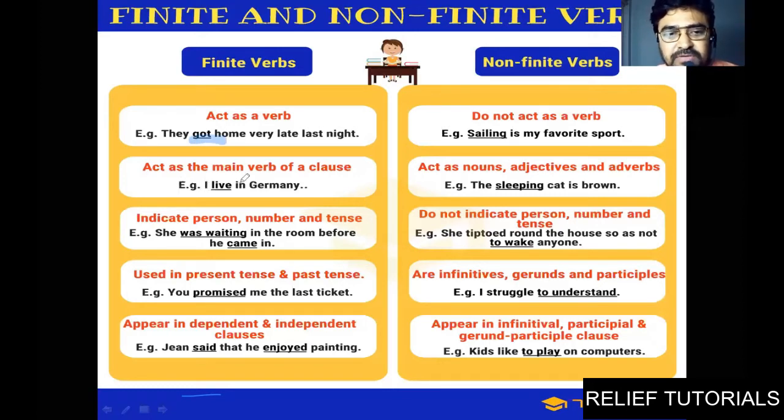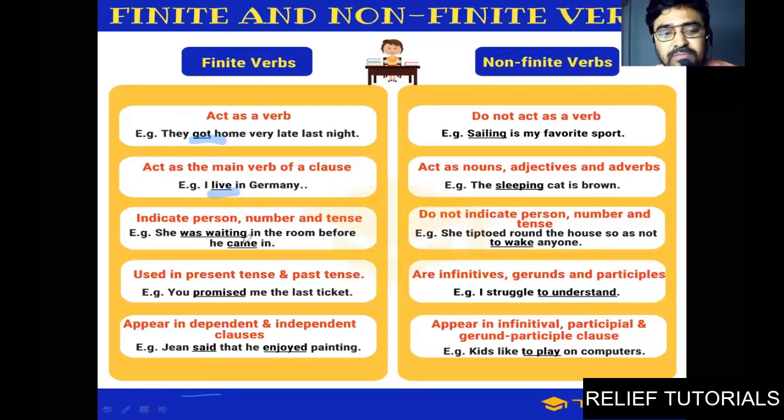Here again live is the main verb. And it shows time and situation of the action. It is simple present tense. Here it is simple past tense. Now here was waiting. Was indicates the number, singular, she, and was along with waiting only indicates the tense, that is continuous past tense.